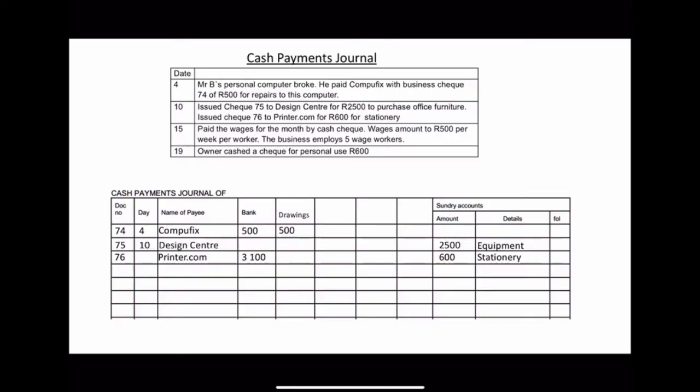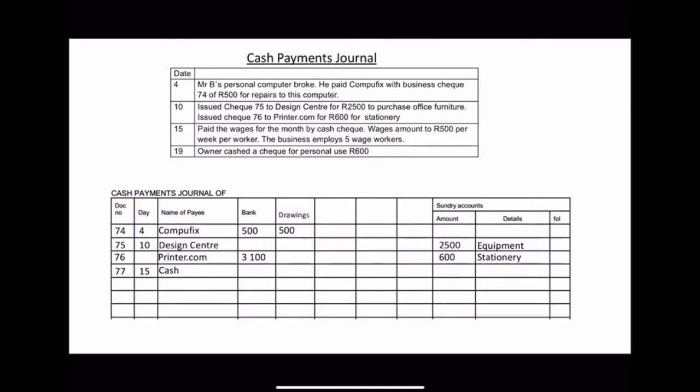So when we put this in, the document number is 77. The day is the 15th as it's been given. But please note the wording. We're not putting the name of the employees. We're saying a cash check. Now, whenever the business uses a cash check, the details in the name of the payee must be cash. So whenever we see cashed a cash check or paid by a cash check, the detail is cash.